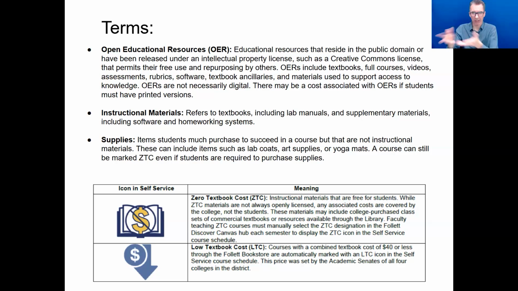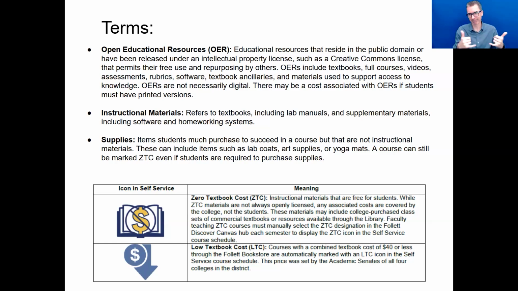And OERs can include things like textbooks, full courses, videos, assessments, rubrics, even software, any instructional material. Okay. OERs are not necessarily digital, although sometimes we think of them as digital materials. You're going to find them digitally, certainly, but you can deliver them to your students in a printed form. And if you do so, there may be a cost associated with that. So there may be a cost if students do have to pay for printing, paper, ink, shipping costs, handling costs, that kind of thing.